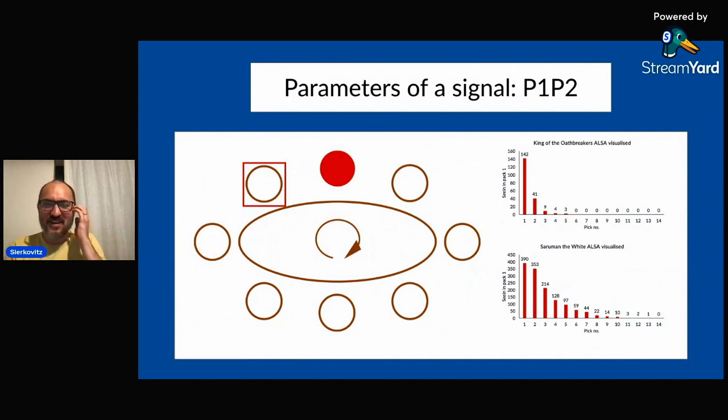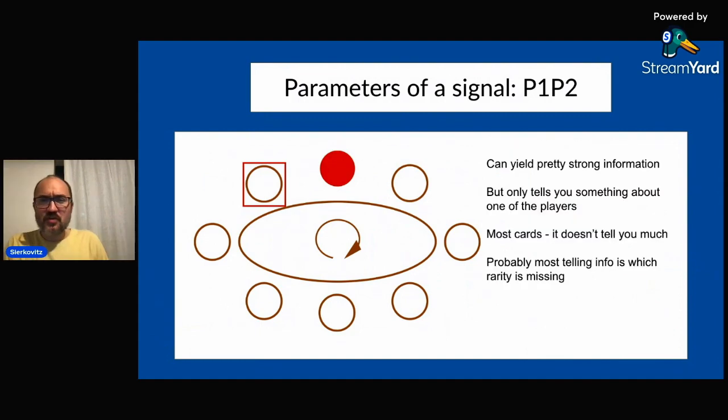You basically only, when you're passed some kind of mythic, uncommon, or a good rare, these are the only times when you can actually analyze anything from the pack 1, pick 2, and it will only apply to that neighbor of yours. So pack 1, pick 2 signal can yield pretty strong information, but only tells you something about one of the players. Most cards, it won't tell you much. Most cards, it won't tell you anything at all, because those cards just don't disappear from the packs at this stage. So you will see them and you can't draw any kind of information out of that.